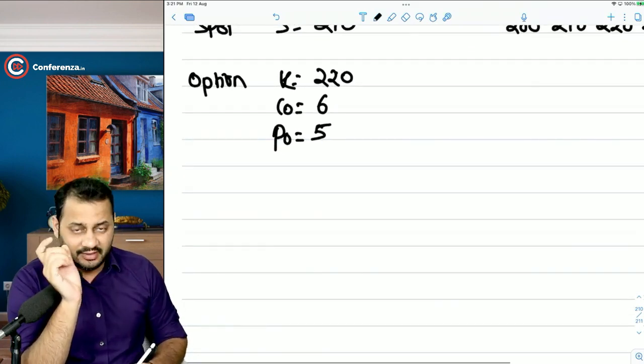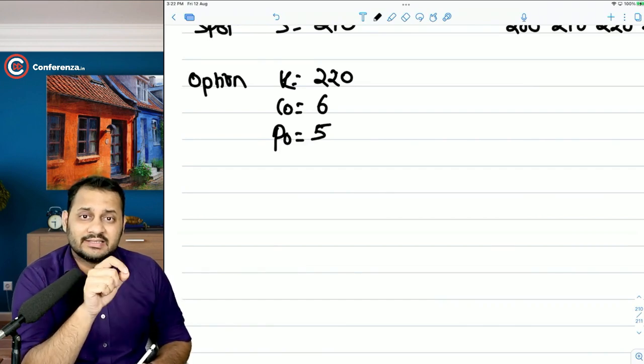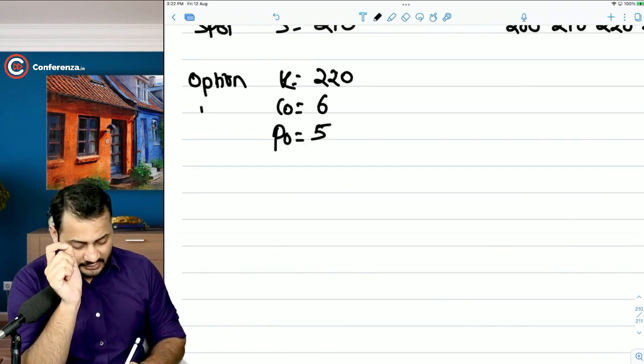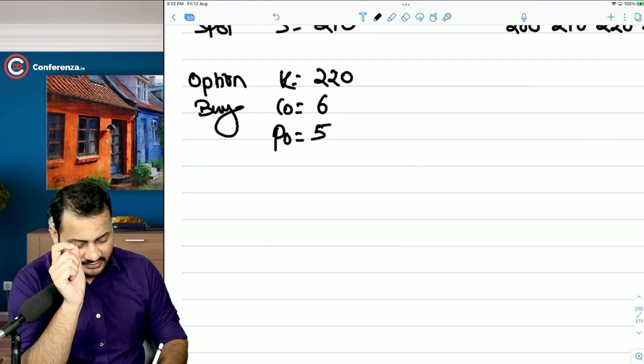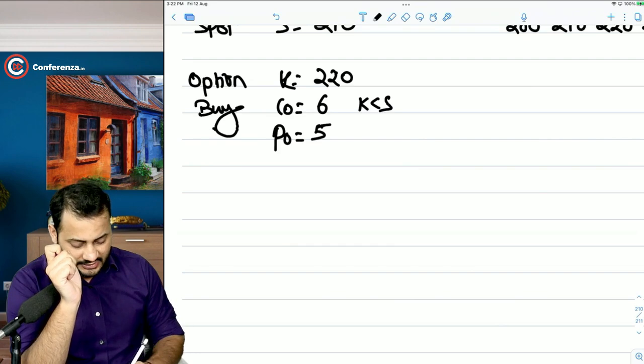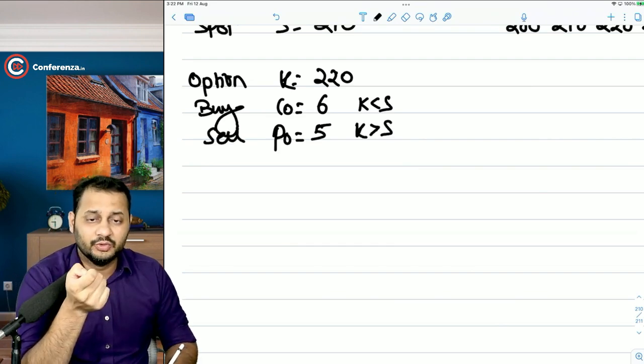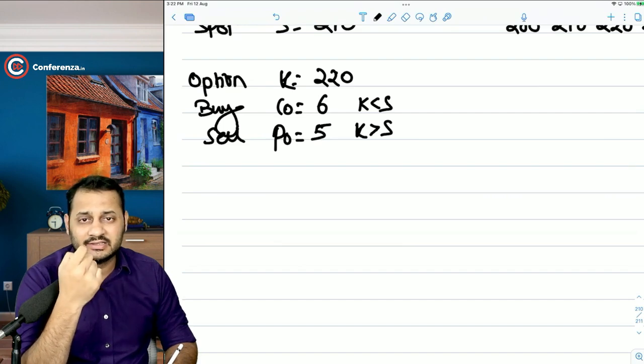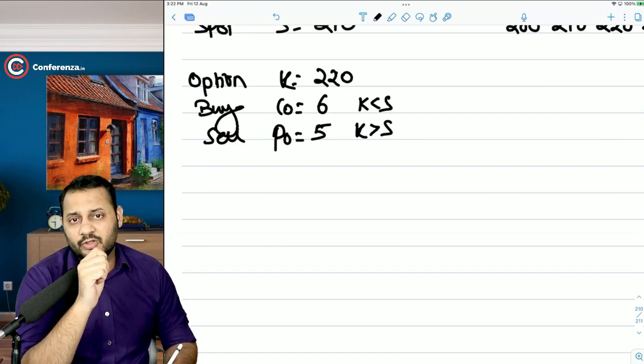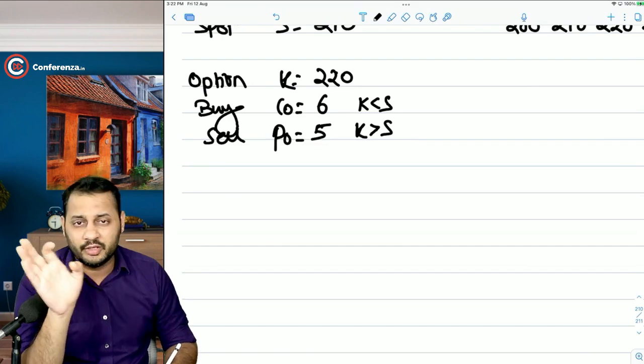One call means he has a right to buy, and the buy option is exercised only when the strike price is lower than the spot price. And the sell option is exercised only when the price at which he wants to sell, that is the strike price, is greater than the spot price. Otherwise the option will not be exercised.